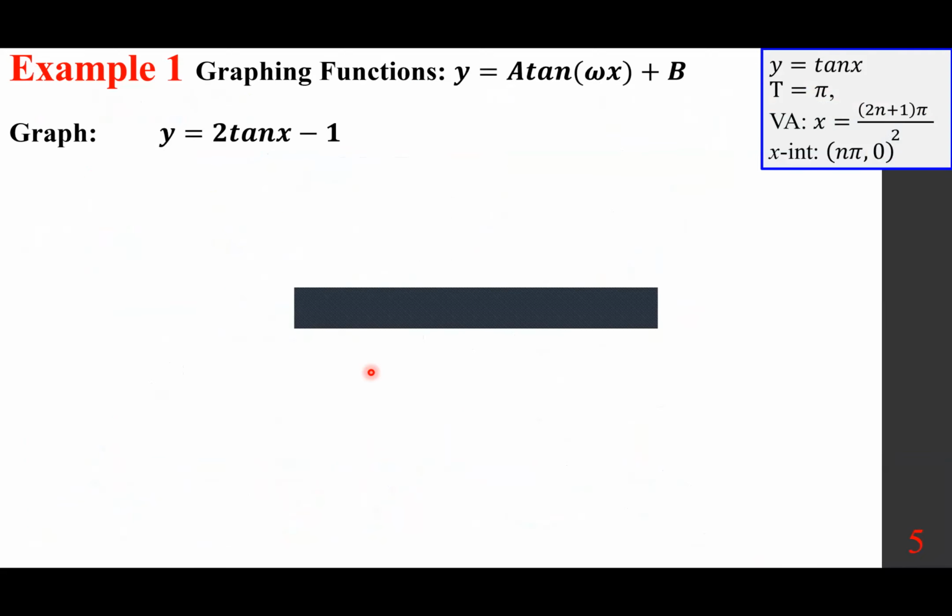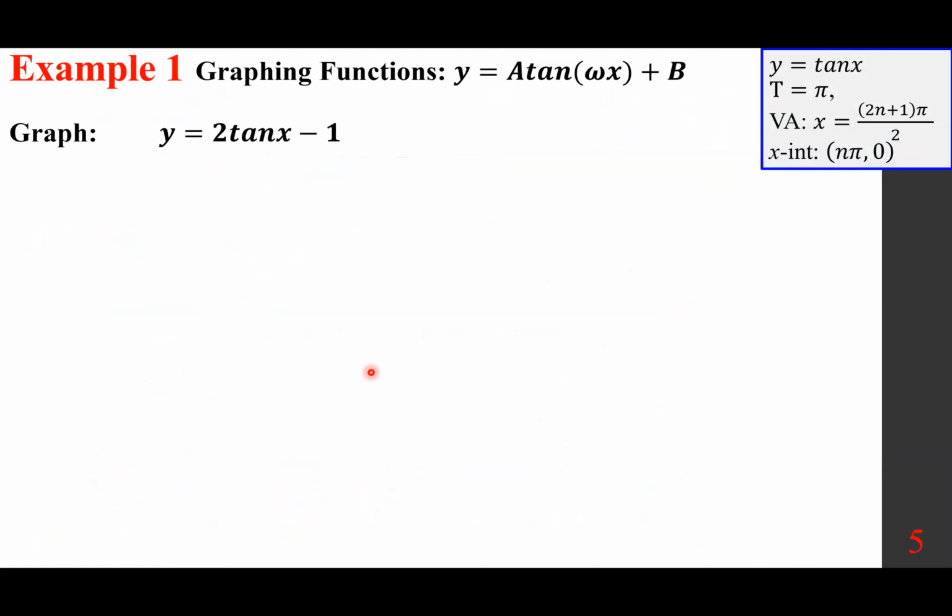All right, let's graph this. And again, pay attention to x, and that means you have the same period, t equals pi. And I wrote the synopsis of that for y equals tan x. This works out to be the same because x has no coefficient, and so the vertical asymptotes don't change.